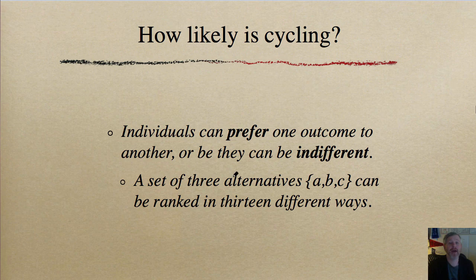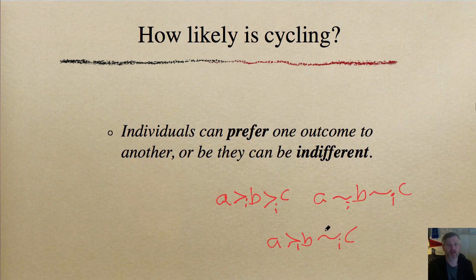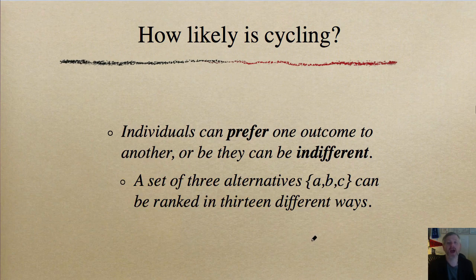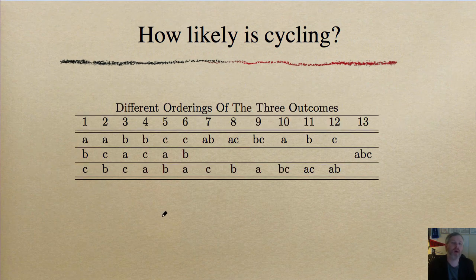So if we have a set of alternatives, A, B, and C, they can be ranked in 13 different ways. All right, I showed you 3 of them just now. Right here, there are 3 of the 13, but there are actually 13 different ways. So I'm going to move from this to more of a chart, all right? So here are all the ways that you can order 3 alternatives. A is strictly preferred to B is strictly preferred to C, right? Here is another possible preference profile someone could have. A is strictly preferred to C is strictly preferred to B, right? And so forth. These are all the strict preferences.